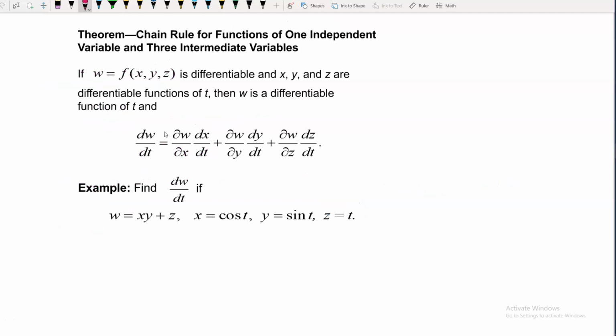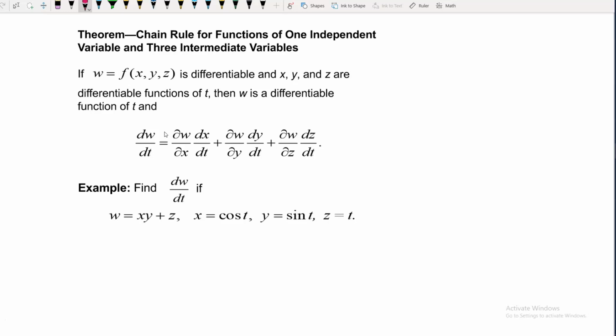Chain rule for a function of one independent variable and three intermediate variables. If w equal to f of x, y, z is differentiable, and x, y, and z are differentiable functions of t, then w is a differentiable function of t, and the derivative of w with respect to t is equal to the partial derivative of w with respect to x times the derivative of x with respect to t plus the partial derivative of w with respect to y times the derivative of y with respect to t plus the partial derivative of w with respect to z times the derivative of z with respect to t.